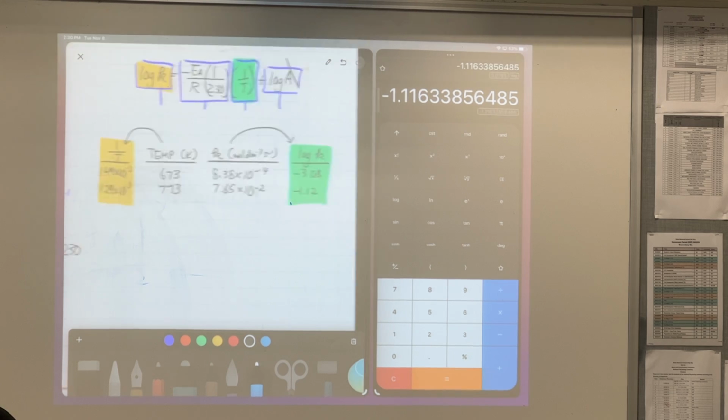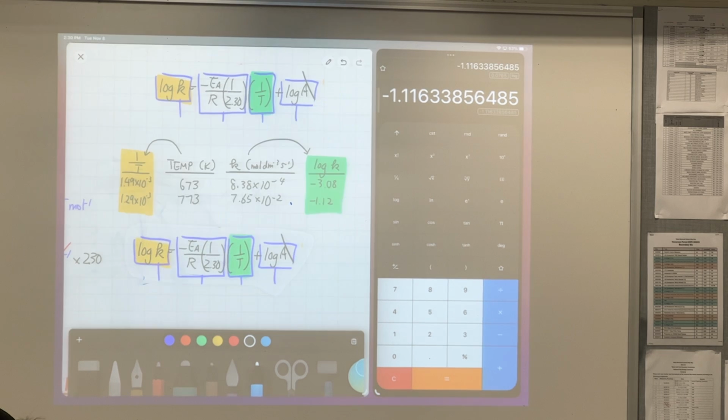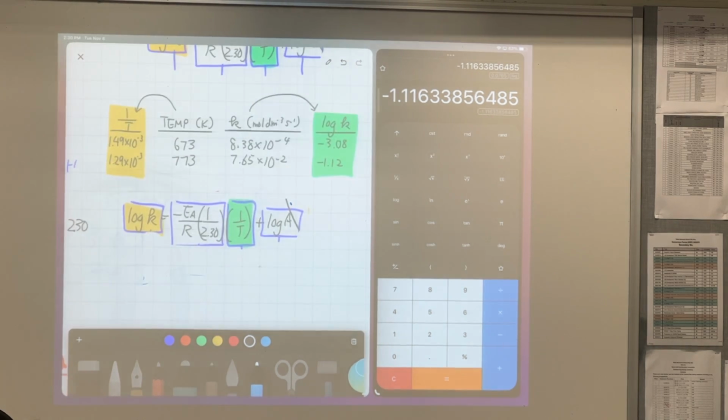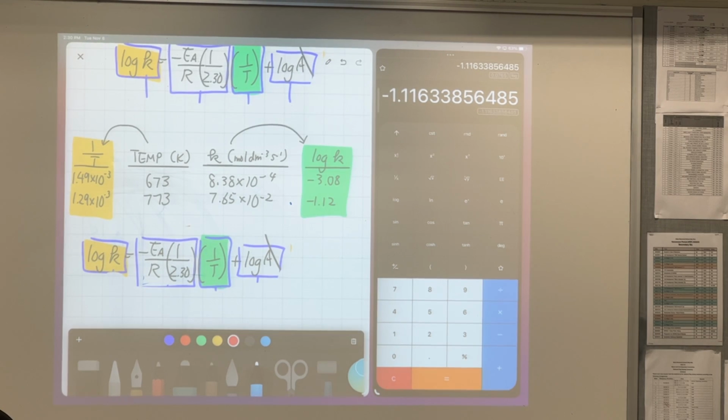So store it. What you need to do now is to plug this number into two equations. Well, actually into the same equation. So plug these numbers into the two equations.